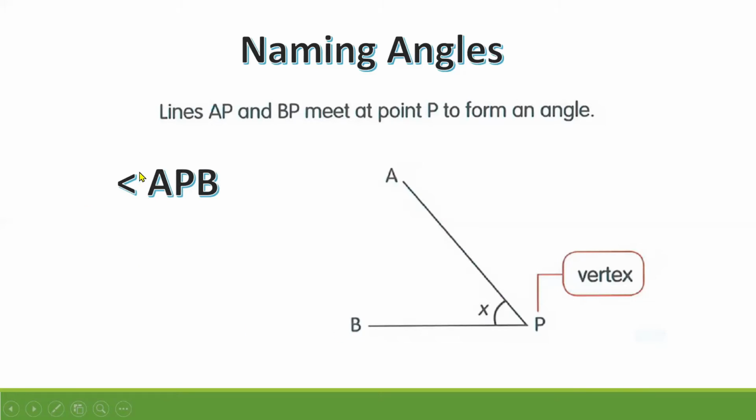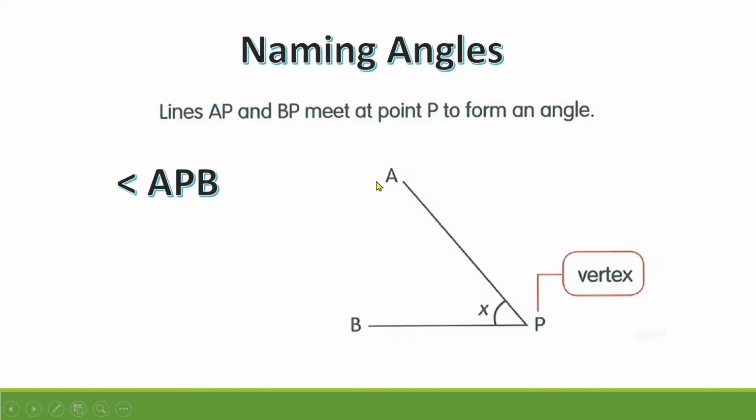We use this symbol as a symbol of the angle. So when we see this symbol, it means angle. APB, which are the letters that form the angle. As you can see, P, which is our vertex, is at the middle of the name. So the vertex should always be at the middle of the name.